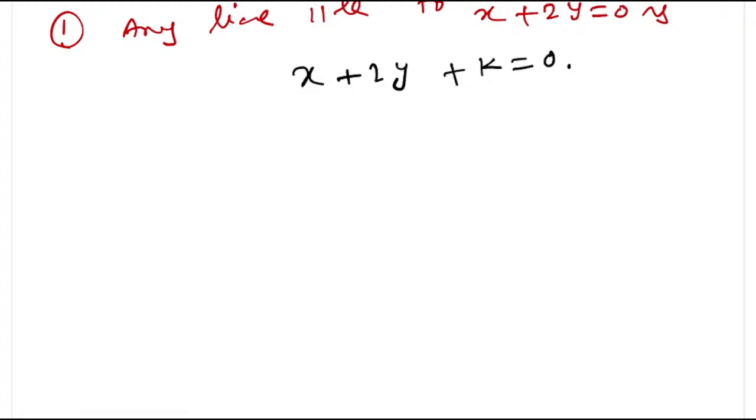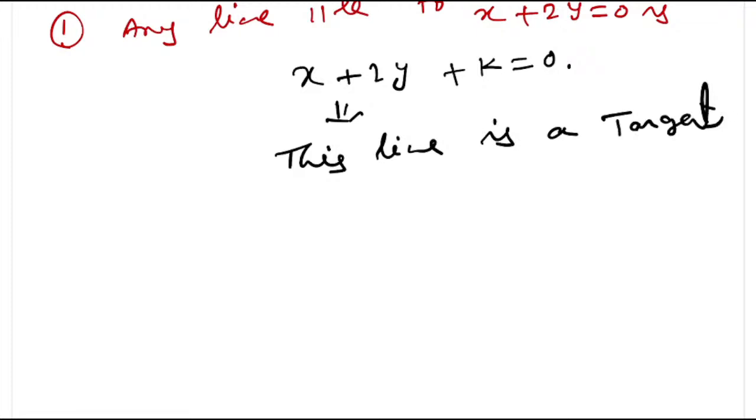Now this line is a tangent to x square by 4 minus y square by 1 equal to 1. Therefore, what is the condition of tangency for the hyperbola? You have to remember this thing. Write it there in the box.